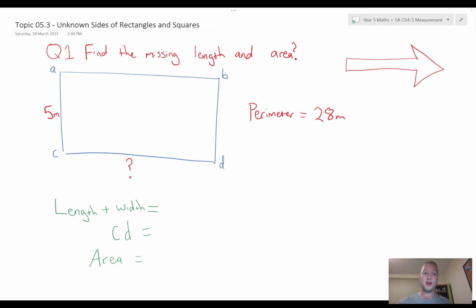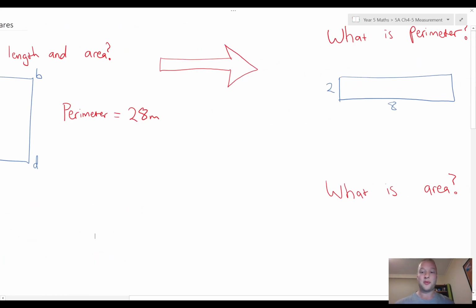Hi there, in this video we're going to be learning about how to solve either a missing length or the area of a rectangle or square when we've been told just the perimeter. So first of all, what is an area and what is perimeter?